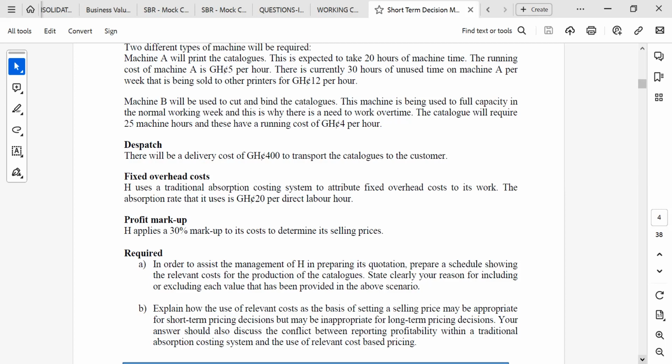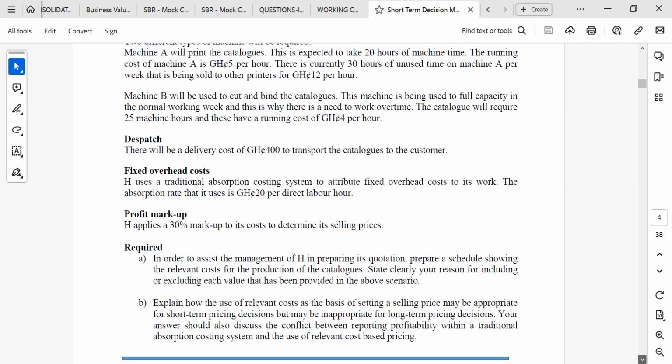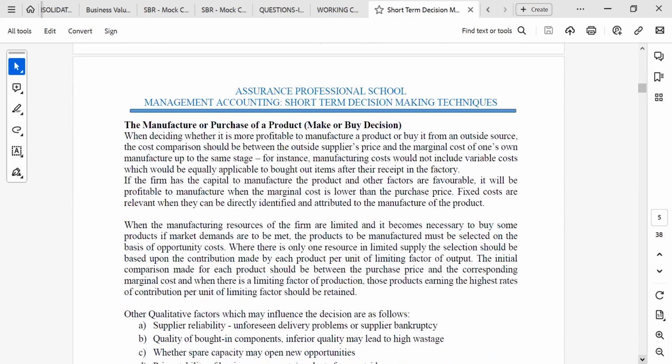Okay, your answer should also discuss the conflict between reporting profitability with traditional absorption costing and the use of relevant cost-based pricing. So with traditional costing, we are taking into consideration the fixed cost. That is more like the full cost. It takes into consideration the full cost. With relevant costing, we take into consideration only the relevant costs. Fixed costs are not taken into consideration unless they are directly attributable to what? To the decision. But the question is, where do we get the money to settle those costs? That is the problem.